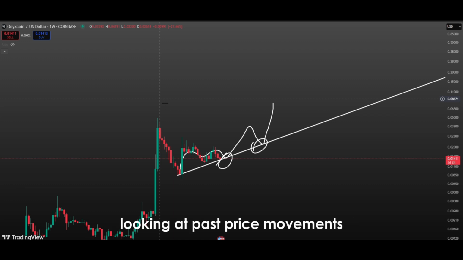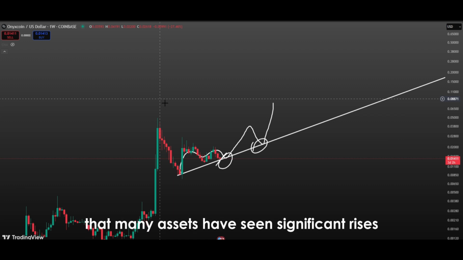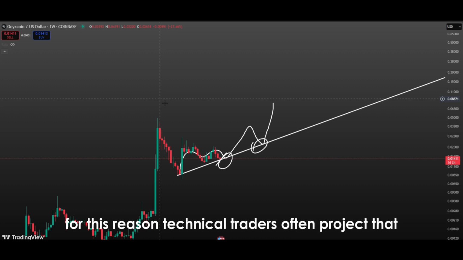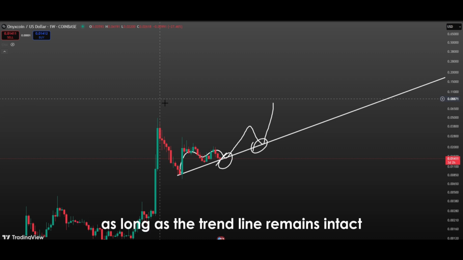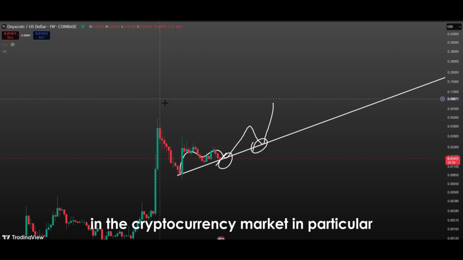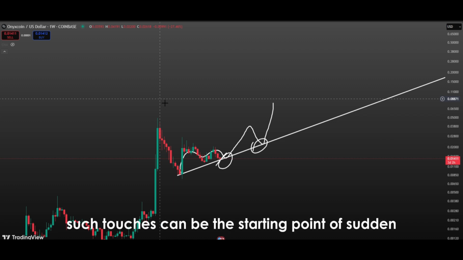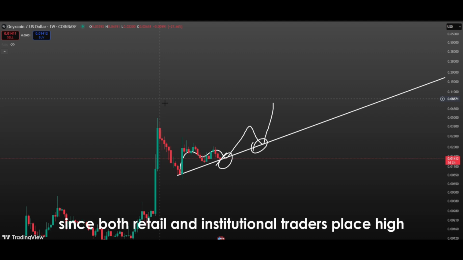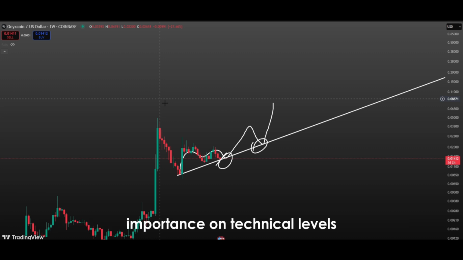Looking at past price movements, it can be observed that many assets have seen significant rises after touching their trend line. For this reason, technical traders often project that as long as the trend line remains intact, the price could move to higher levels in the medium to long term. In the cryptocurrency market in particular, such touches can be the starting point of sudden and powerful rallies since both retail and institutional traders place high importance on technical levels.